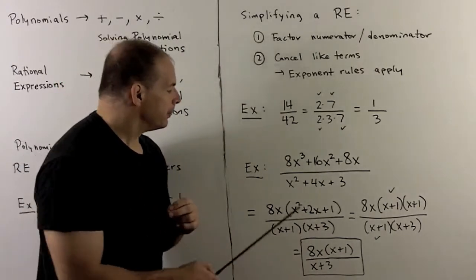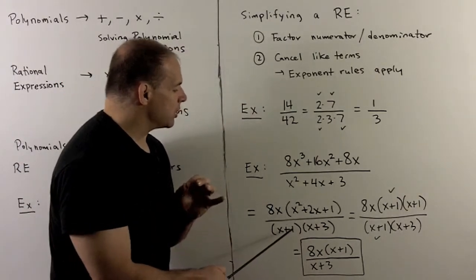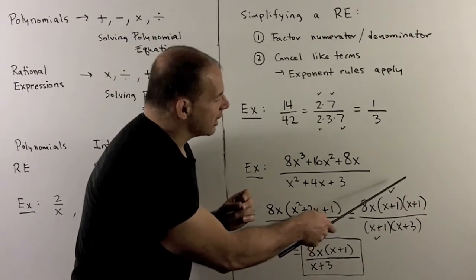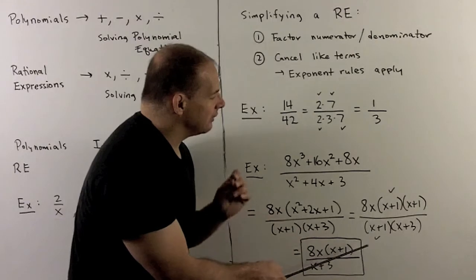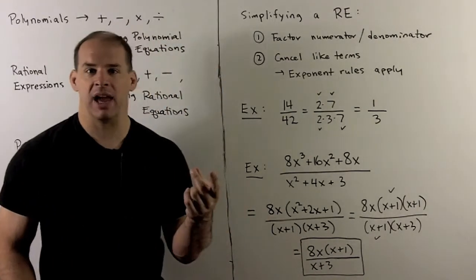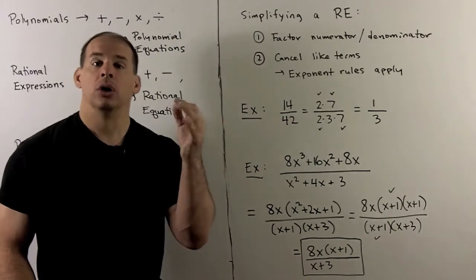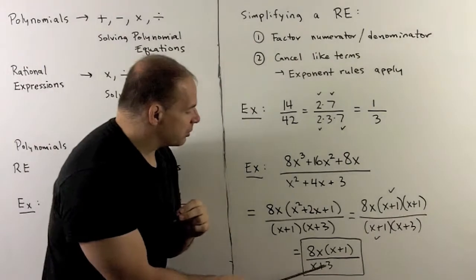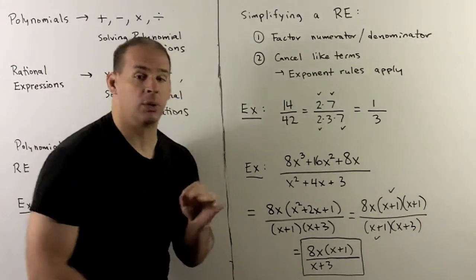For the denominator, we note here, this is just x plus 1 times x plus 3. Here, I can cancel an x plus 1 out of the numerator and denominator, leaving me with 8x, x plus 1, over x plus 3, and I can't cancel any further. Note, we can't cancel any further, which means I can't split up this x plus 3 in the denominator, so we stop there.